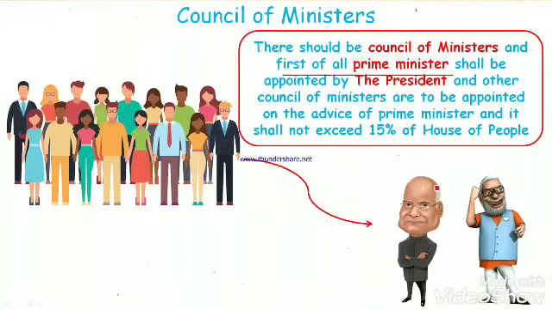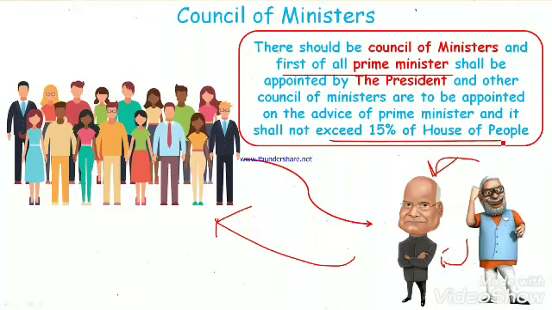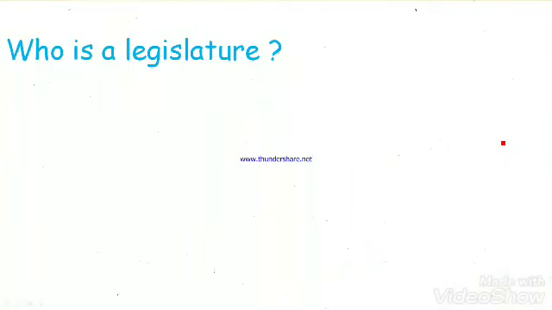First of all, the Prime Minister is to be appointed by the President, and then on the basis of the Prime Minister's recommendation, the President will select other ministers from elected winners. Okay. So Council of Ministers means including the Prime Minister, there will be a body which will advise the Prime Minister. Okay, and it should not exceed 15% of the House of People, meaning Lok Sabha's strength.